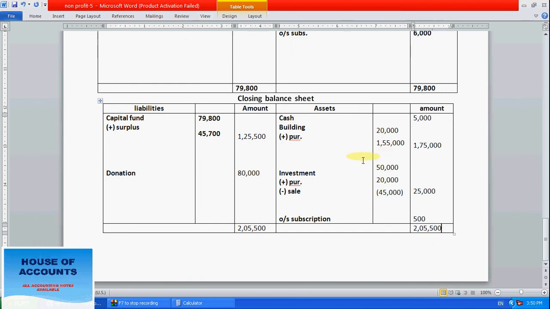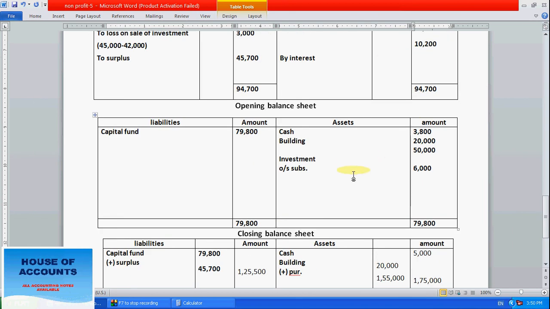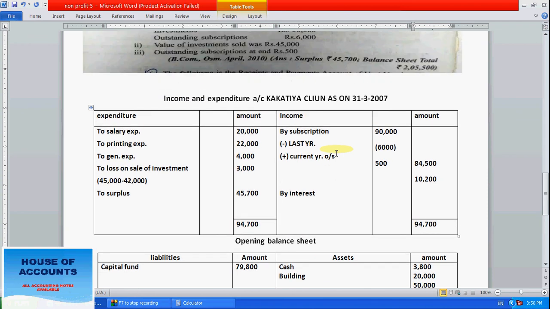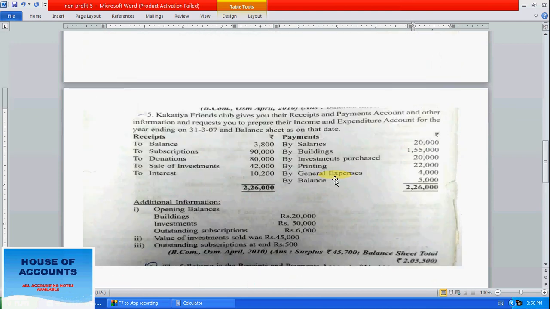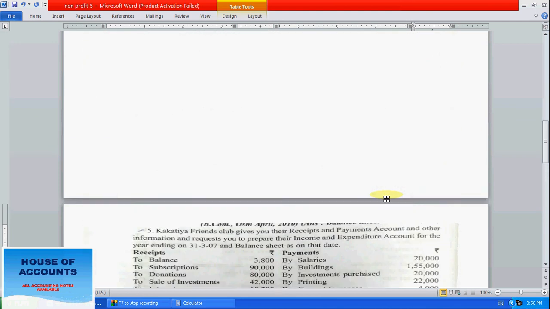Okay, this is the opening balance sheet, in which we have to take all the entries relating to last year only. This is an income and expenditure account. It is also known as profit and loss account. Okay, for question number 5 here.